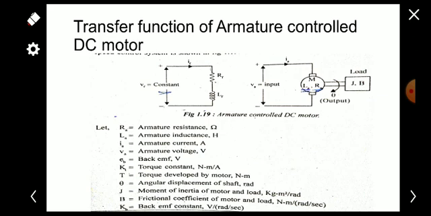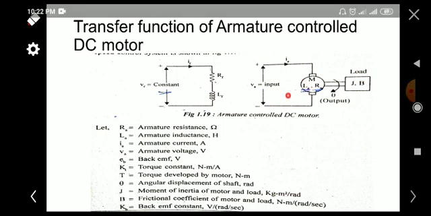So this is a figure of an armature controlled DC motor. Here you can see this is the field and this is the armature part. For an armature controlled DC motor, the field supply is fixed. That is, the field is supplied from a constant source, but the armature is supplied from a variable source. That is, the armature voltage is varying here, mainly for the speed of the DC motor.